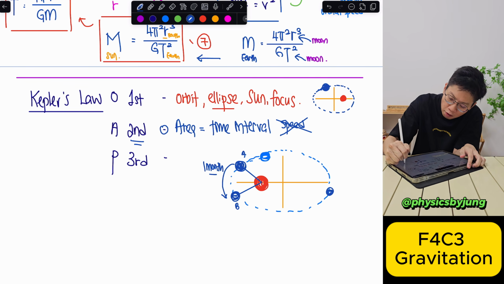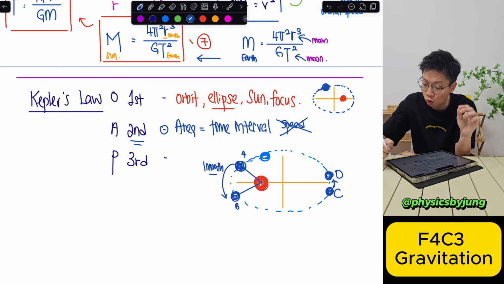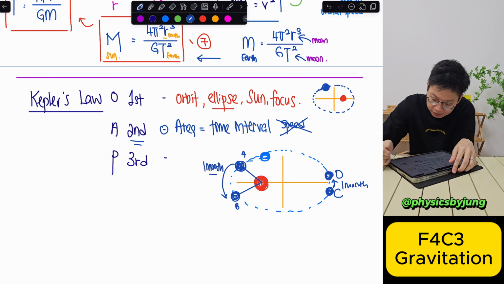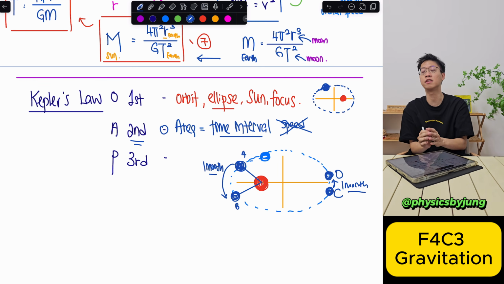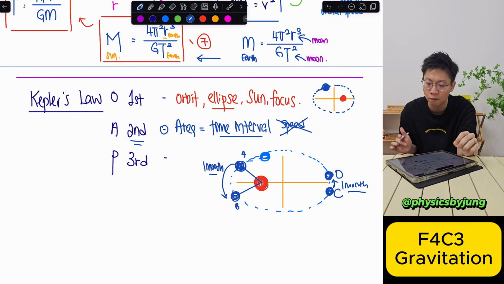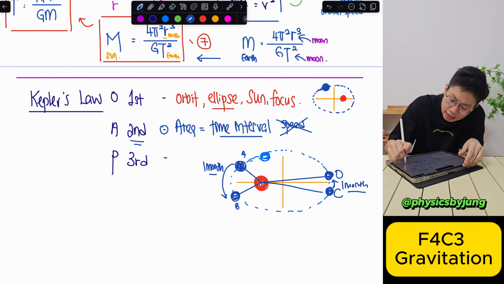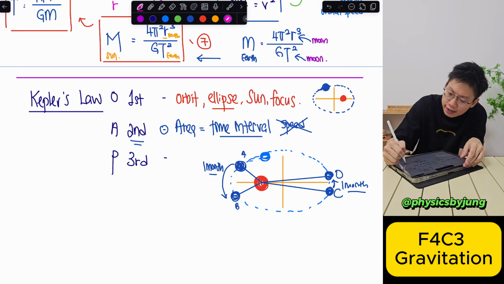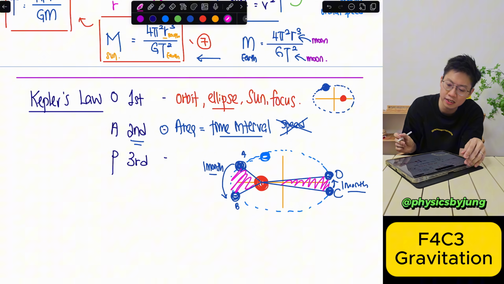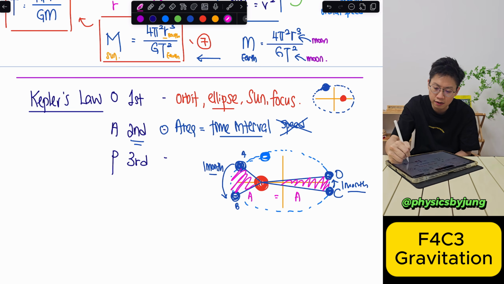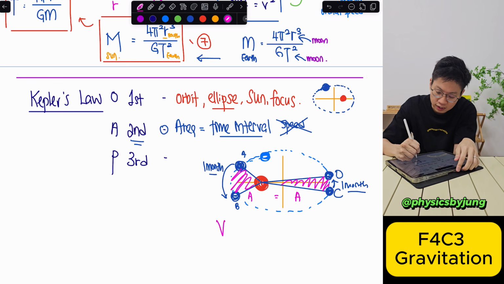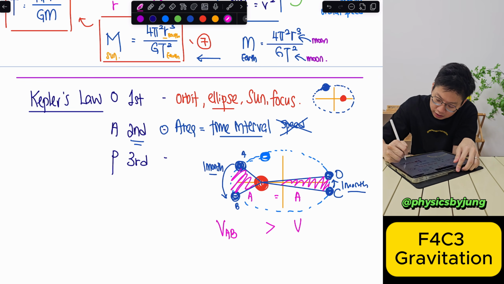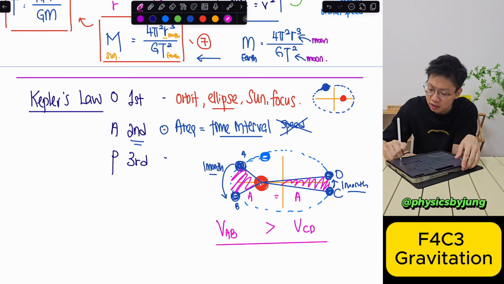But when they go from point C to point D, you see they move so little, but they also use 1 month. If you have equal time intervals (why do I say interval? Because it goes from one point to the other, so that's 1 month), you will realize that the area connecting them together will be the same. So the area here and the area here will be the same. However, the velocity at AB will be greater than the velocity at CD. Why?